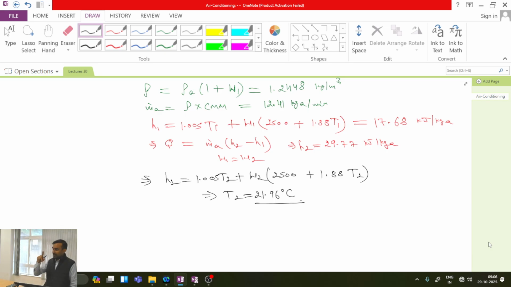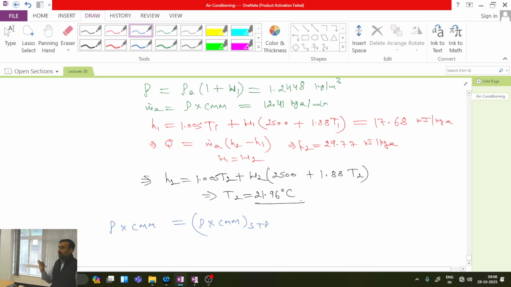In the previous formula, what I told you, that other approach could be, I can simply make the correction in the CMM. Okay. So, actual density multiplied by given CMM equal to density into CMM at STP. Correct? Actual density we have calculated, and actual CMM we also know, 12.41. This multiplication must be equal to STP density.